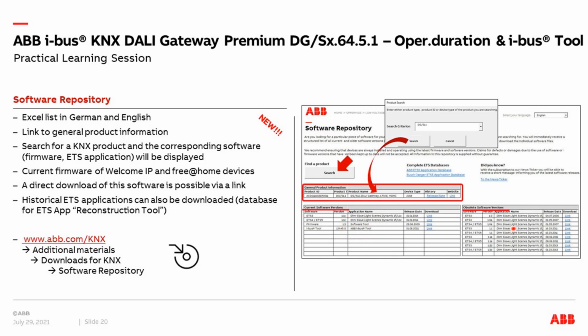And on the right side, you get the obsolete software versions, for example ETS software application 1011 and so on. This is sometimes needed when you want to reconstruct your ETS project by using the ETS app reconstruction. Then you need exactly this version of the ETS application which is in the DALI gateway, also in the ETS. There you will find all obsolete or historical software versions of the device. Additionally, there's the link to the DALI gateway, the order number and so on, and the release notes of the software.